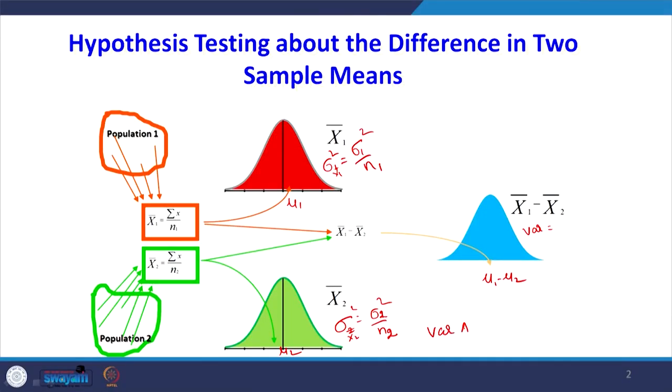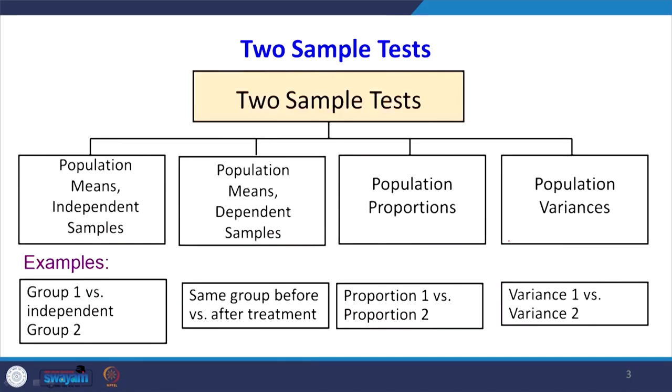If we want to know the variance of the difference of the two populations, we have to add the variances. We know the formula: variance of A minus B equals variance of A plus variance of B. So for the first population the variance is sigma 1 square by n1, for the second population the variance is sigma 2 square by n2. So, this is the variance of this population which is in blue color. We will use this result going forward.